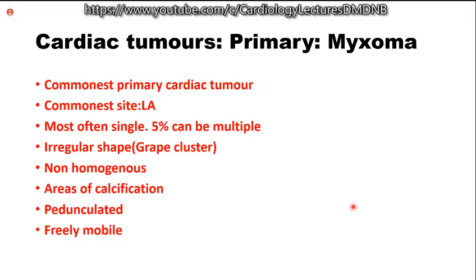especially left atrial myxoma, which is attached in and around the region of the fossa ovalis on the left atrial side. And this tumor, in 5% of cases, can be multiple, or rather, it can be in different chambers also. It has an irregular shape, a friable tumor mass, and it can get dislodged and go to the systemic circulation. And the shape of the tumor is classically described as grape cluster.